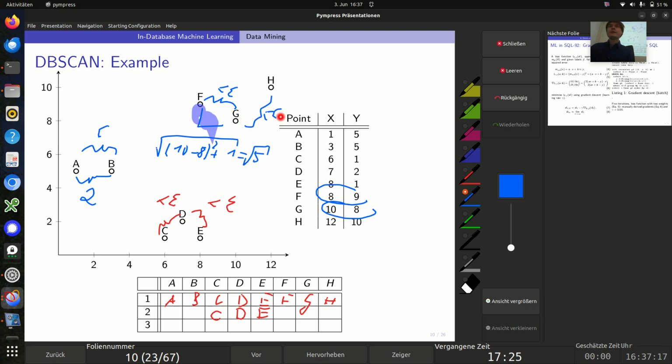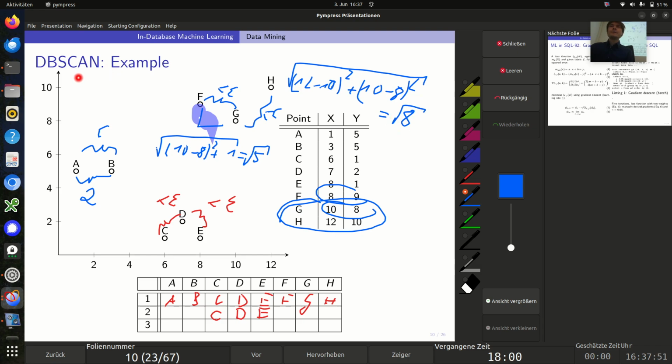We can also compute this distance, which is H and G. It would be 12 minus 10 squared plus 10 minus 8 squared, and this would be 4 plus 4, which is 8.